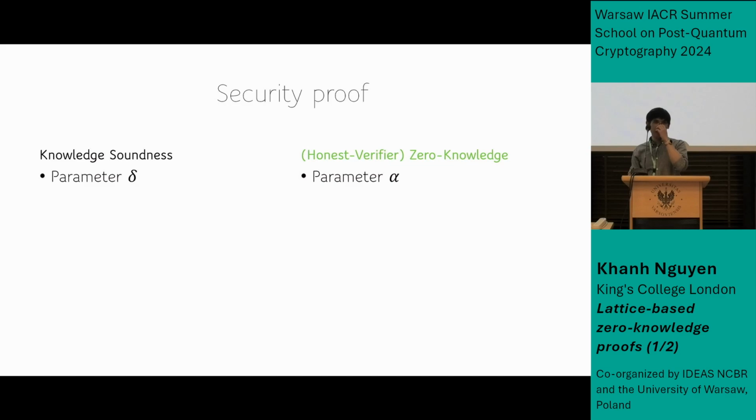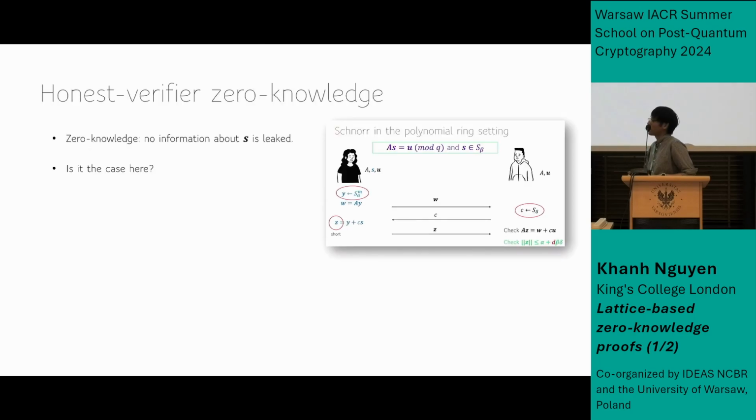Okay, so that's enough for knowledge soundness for now. Let's move on to zero knowledge. So we have this scheme, right? That's where we are so far. For zero knowledge, no information about S should be leaked, because that's our witness, our secret. So is it the case here? To demonstrate this, let's consider the following example.